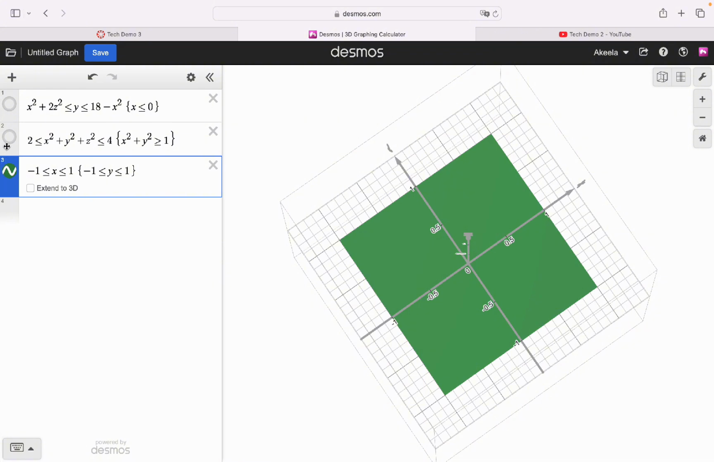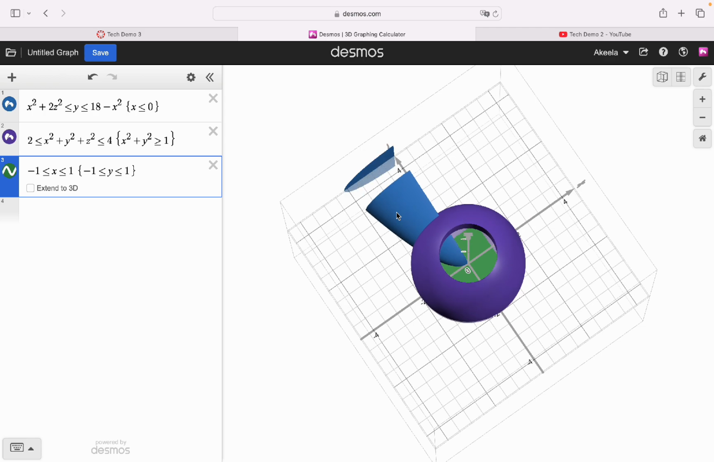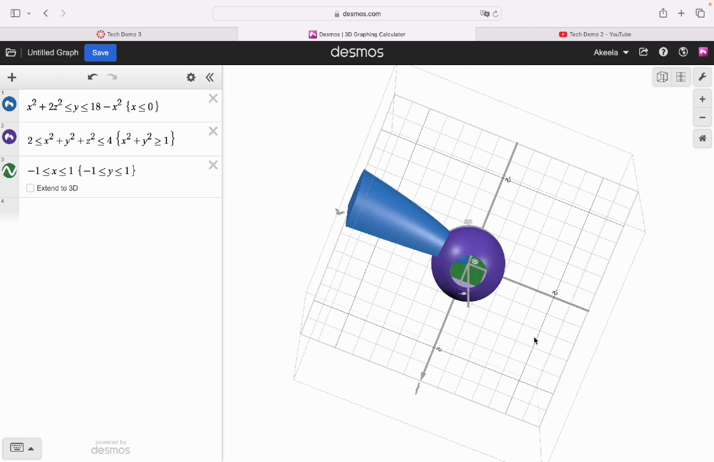And so with everything turned on and zoomed out, this is what our final Tech Demo 3 looks like.